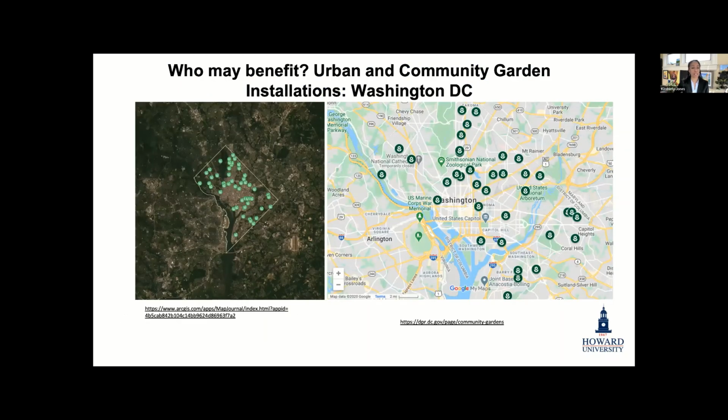And so just to give you an idea of the scale or who might benefit from this, we have here Washington, D.C. on your left. This is just a map, and this odd-shaped thing is Washington, D.C., right here between Maryland and Virginia. And so just to show you, we have a number of urban and community garden installations in the works in the DC area. Over here to the right is a zoomed in picture of these. We have a collaboration between the DC government and community organizations to really increase the number of urban gardens in DC.